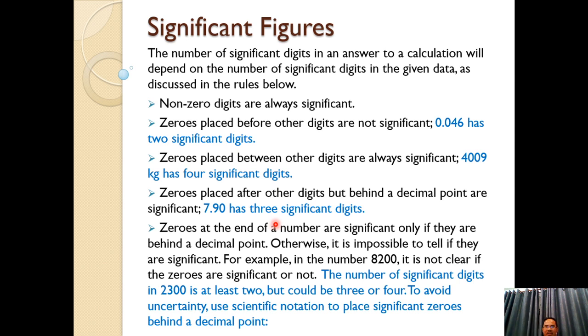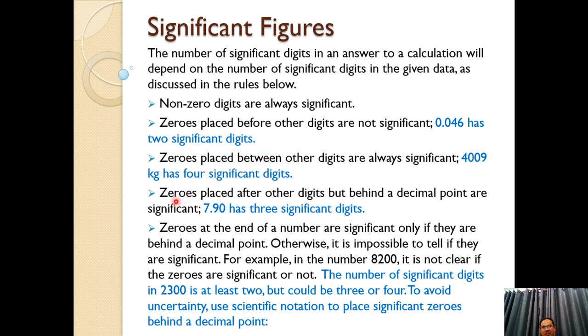How about zero? A zero placed between other digits is always significant. For example, 4009, because the zero is placed between 4 and 9, these two zeros are significant. That's 4 significant digits. But in this example, the zero in front is not significant. Zeros placed before other digits are not significant. For this case, 0.046 has two significant digits.